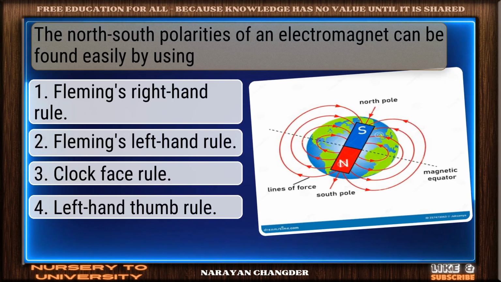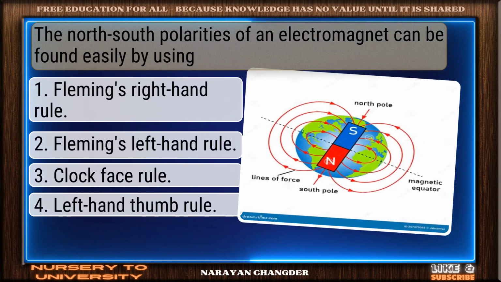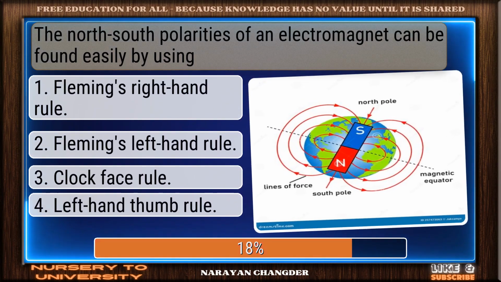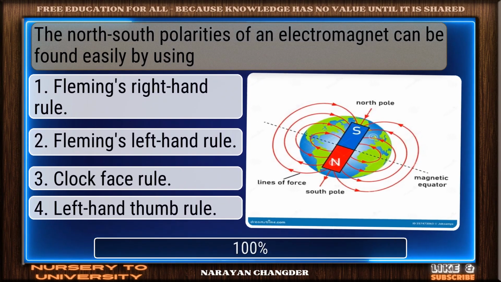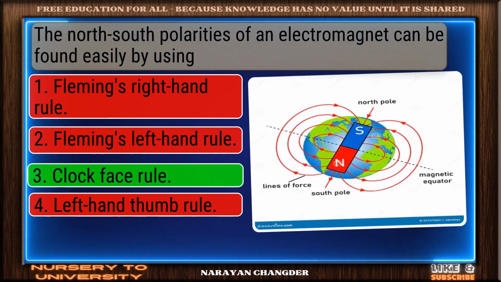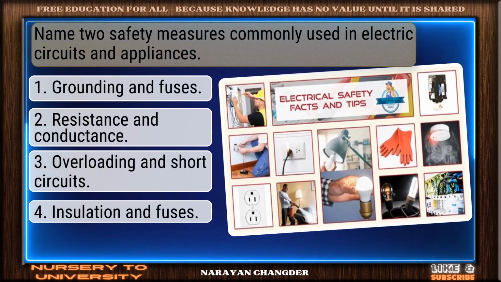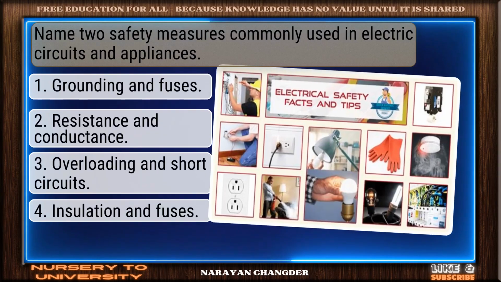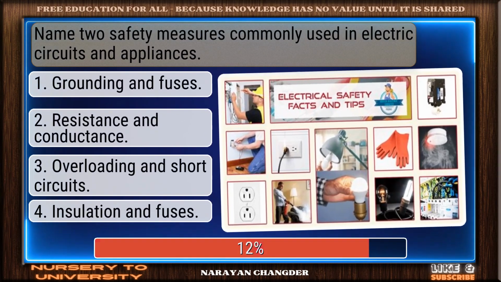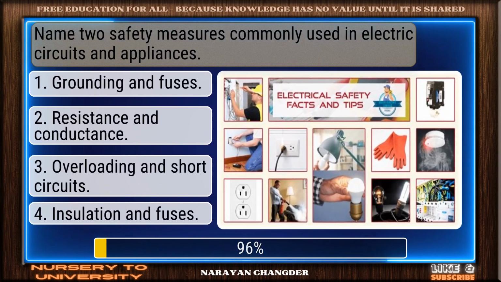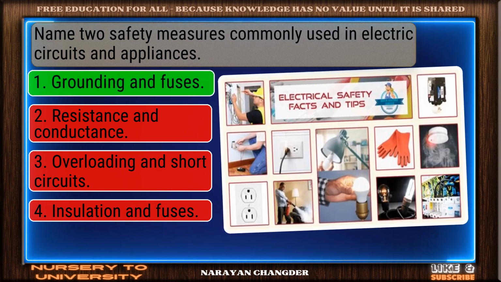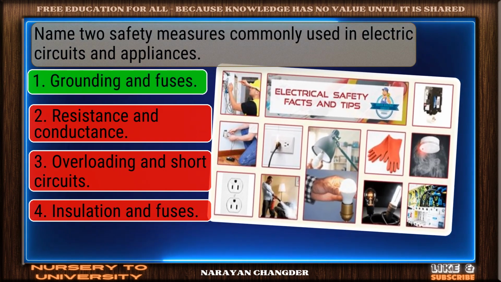The north-south polarities of an electromagnet can be found easily by using. Excellent. Clock face rule is well reasoned. Name two safety measures commonly used in electric circuits and appliances. Good thinking. Grounding and fuses is right.